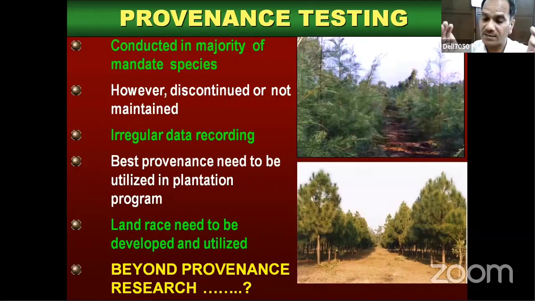Out of these provenances, Costa Rica changed its whole perception of wood production. And today, Costa Rica depends so much on Gmelina arborea. Today, like we in India depend on Casuarina equisetifolia or eucalypts or poplar, Costa Rica depends basically on Gmelina arborea. So this is the power of the provenance trial.